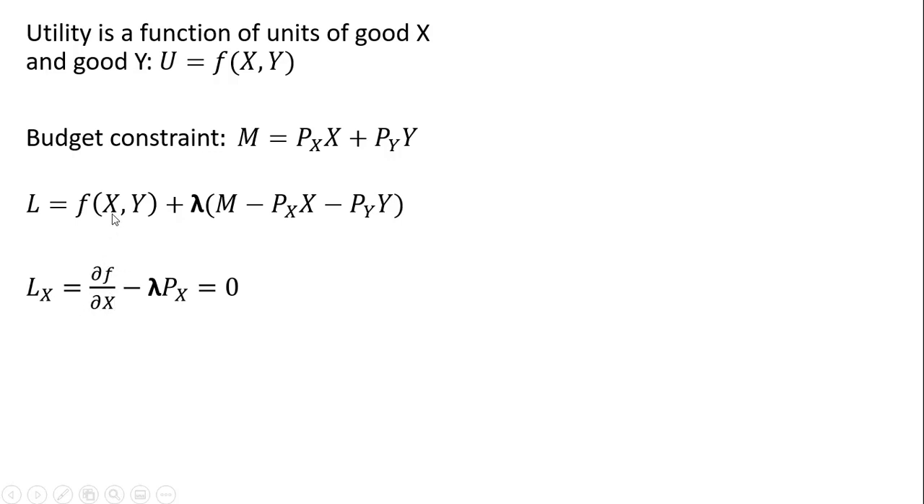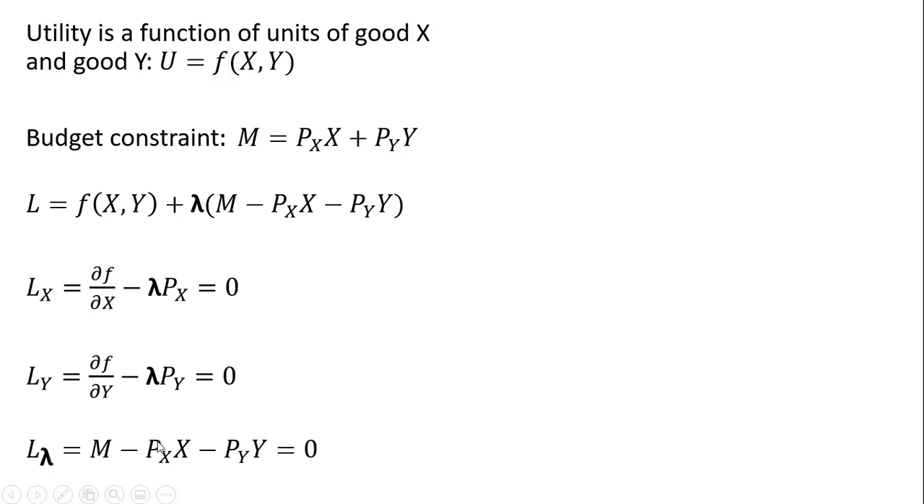We've got to take the partial derivative of this function with respect to good X, and then we get minus lambda times the price of good X. Set that equal to 0. Take the partial derivative of the Lagrangian with respect to good Y. So once again, we take the partial derivative of the function, but this time with respect to good Y. And then the remaining part here, we're going to get just minus lambda times the price of good Y, and set that equal to 0. And finally, the partial derivative of the Lagrangian with respect to lambda, we get back the constraint.